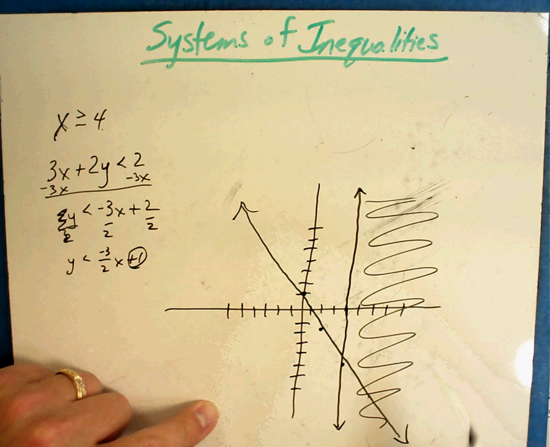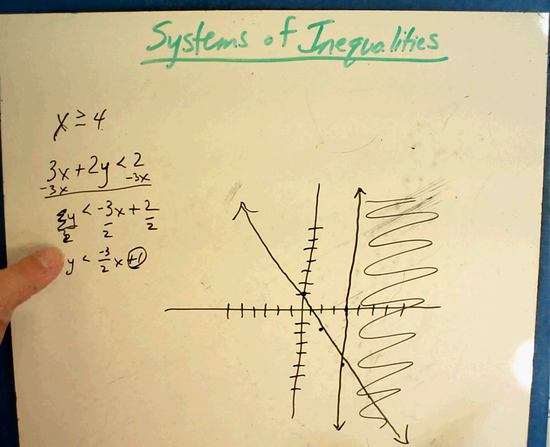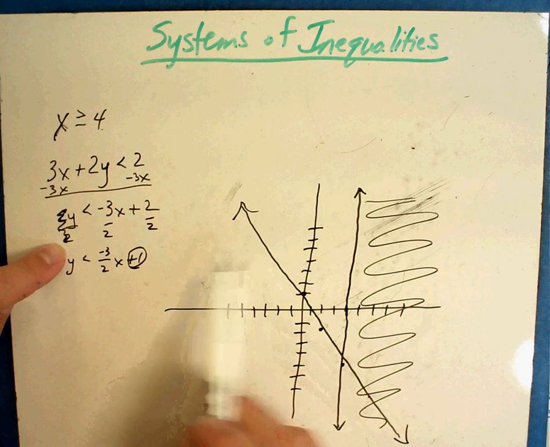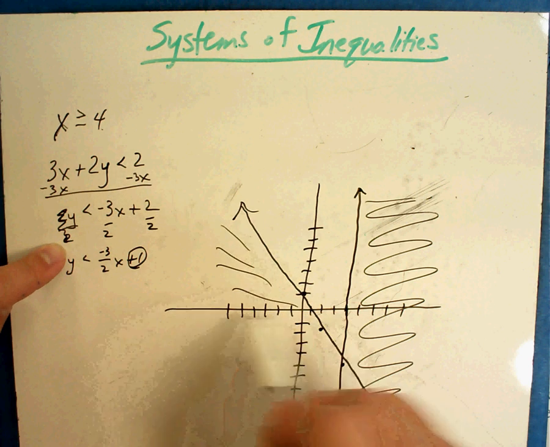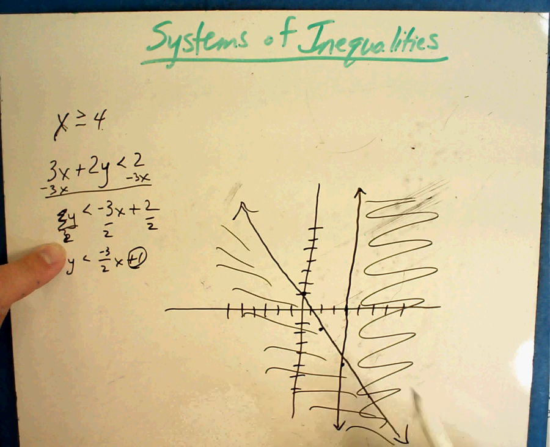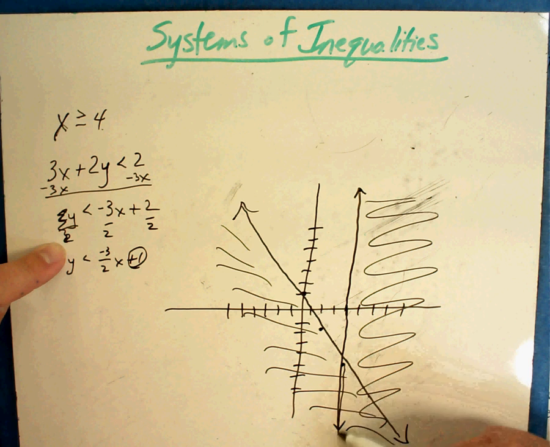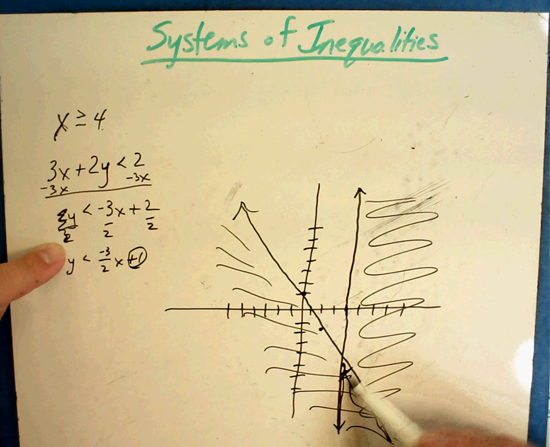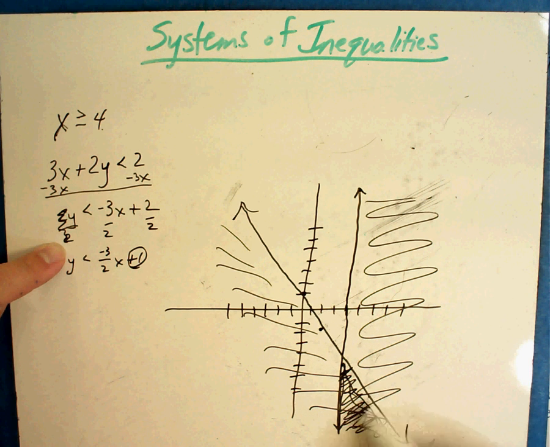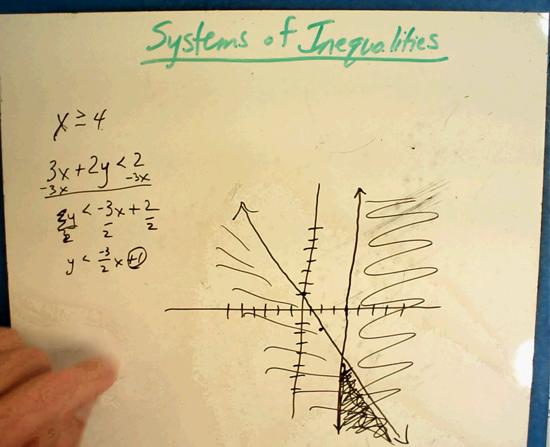Let's see where these things overlap. And it says it's less than, so that's under the graph. So that's going to be all of this stuff. And so this is my zone right here where everything overlaps. Both graphs overlap from there downward.